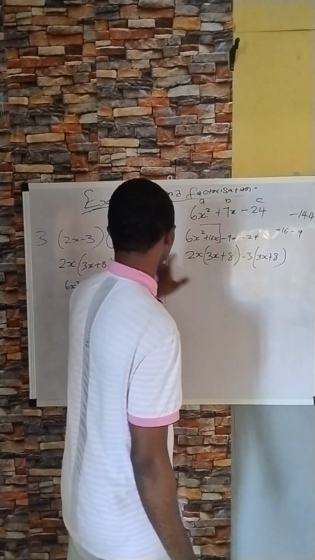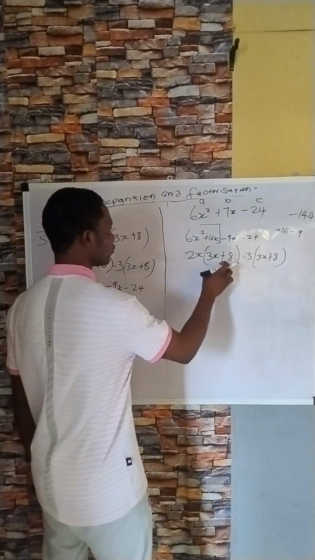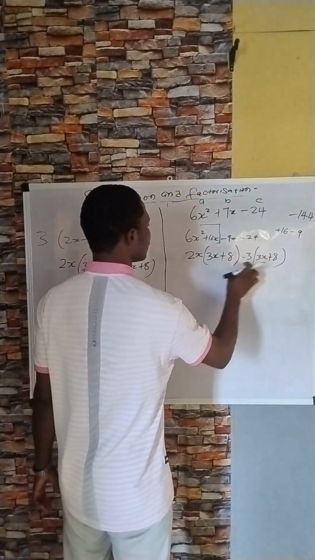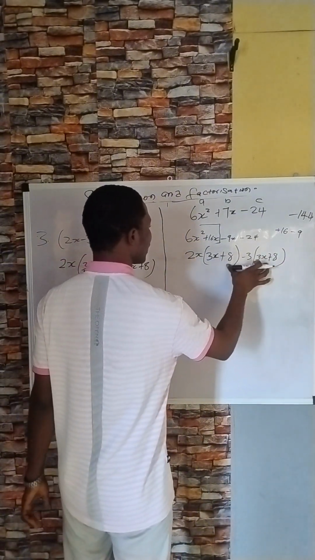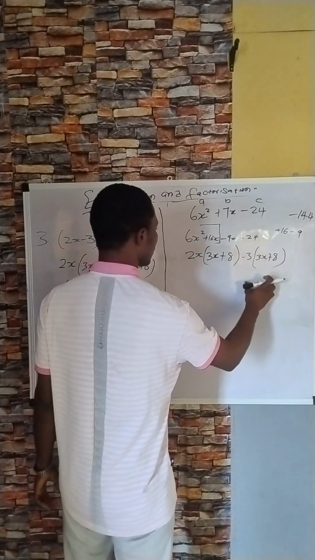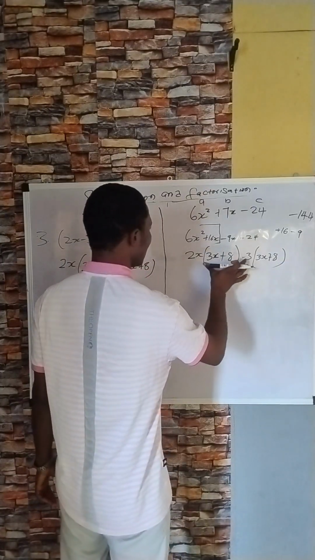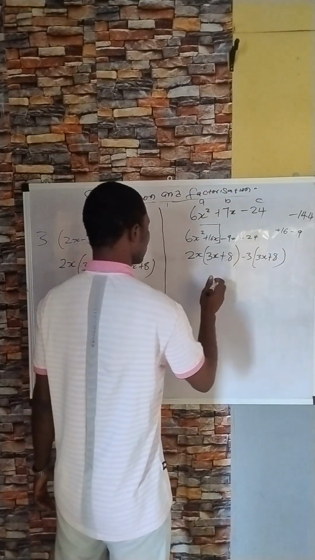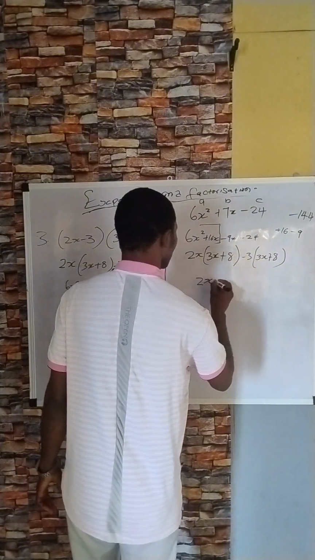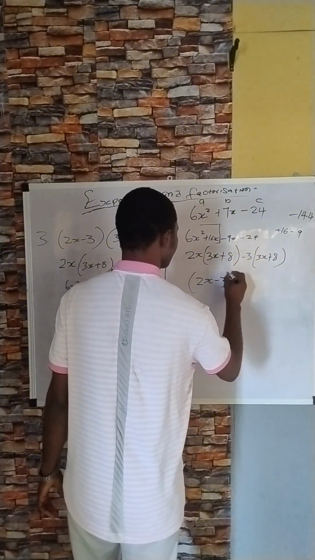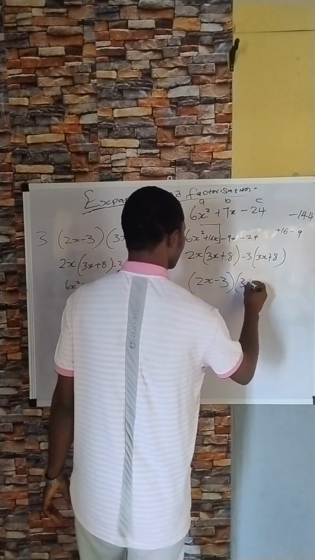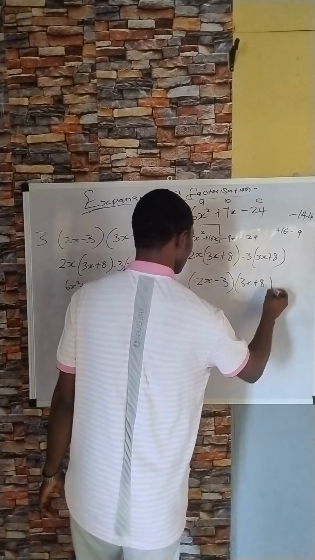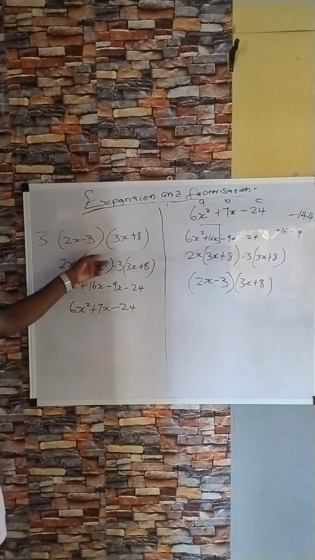How do you get this again? Like we did before, these two terms in the brackets are the same. So you have to represent them with one bracket. And then the two terms outside will go into another bracket. So this is it. 2x minus 3 bracket 3x plus 8. Which is the same thing as this.